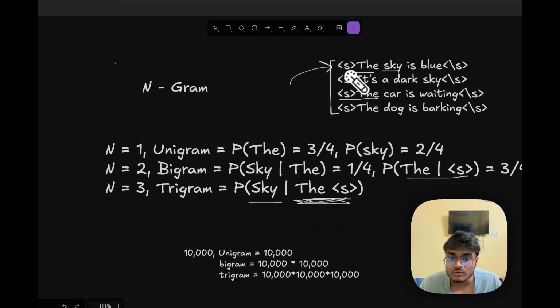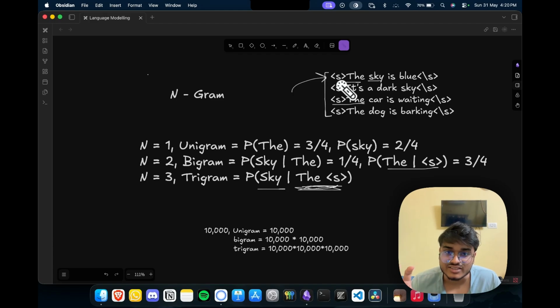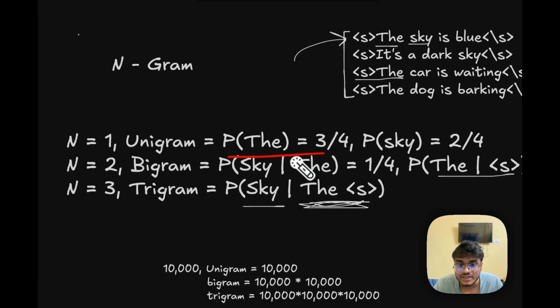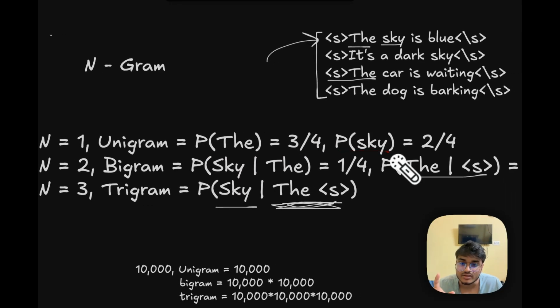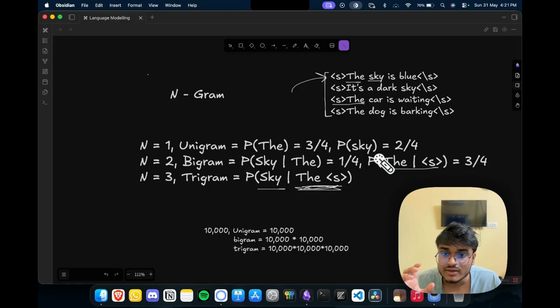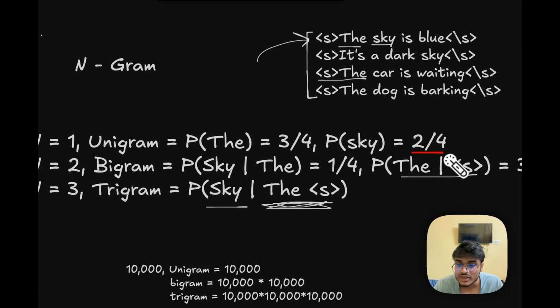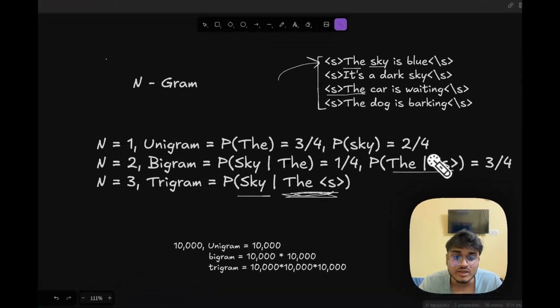So I'm counting how many times "the" exists in the entire data set. There are 4 sentences, and in the 4 sentences "the" exists 3 times. So the probability of "the" is 3/4. Next we are finding the probability of "sky". Between the 4 sentences, "sky" exists 2 times. So the probability of "sky" is 2/4.